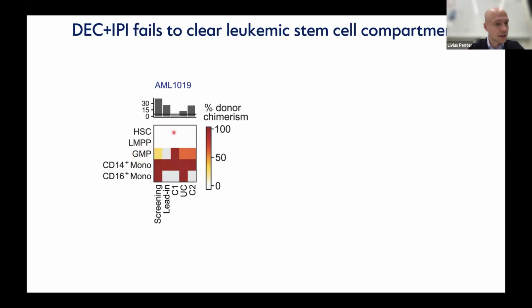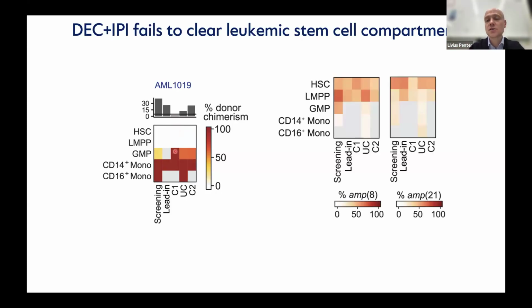or LMPP populations. And I think this is probably the reason why we saw these fast progressions, that even though the disease burden was reduced by the treatment, there was no sustained disease control, since the HSC and LMPP compartment continued to be leukemic. And you can also look at this in another way by looking at copy number changes. And in this patient, we have two copy number variations that allow us to also track the disease longitudinally, and we can see a very similar picture.